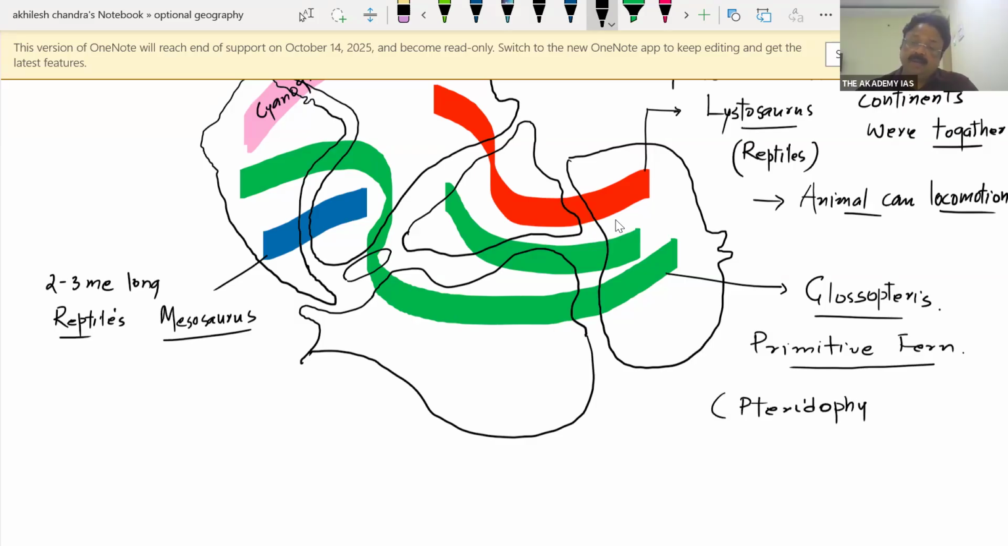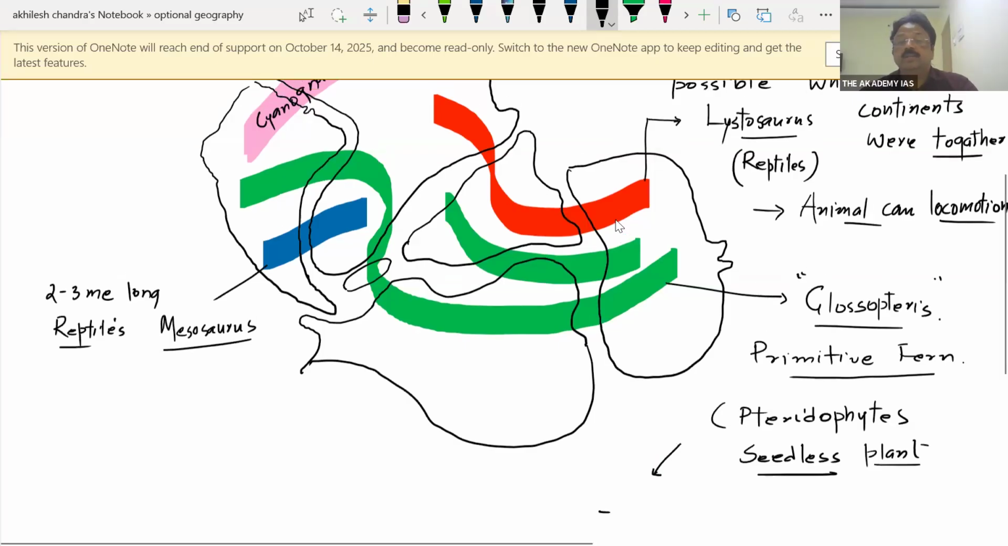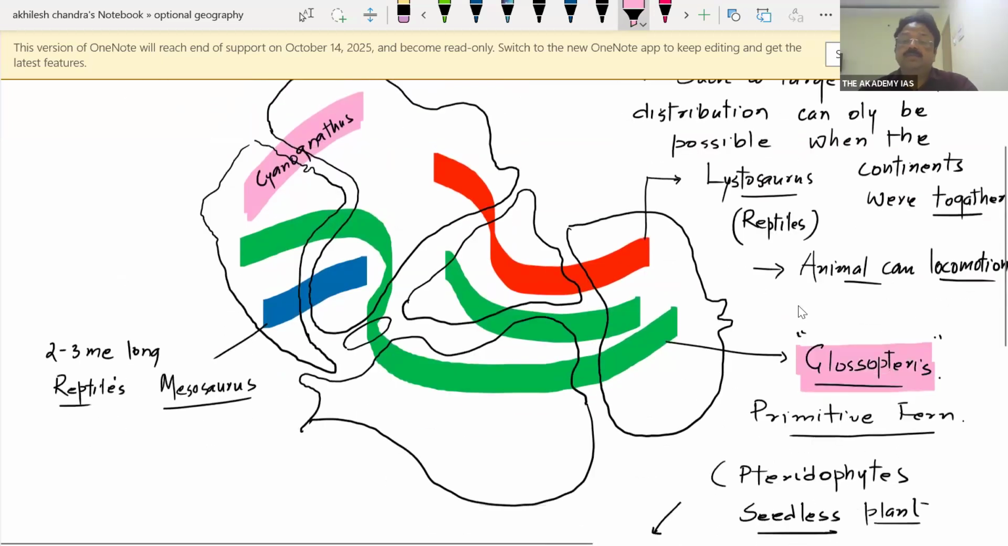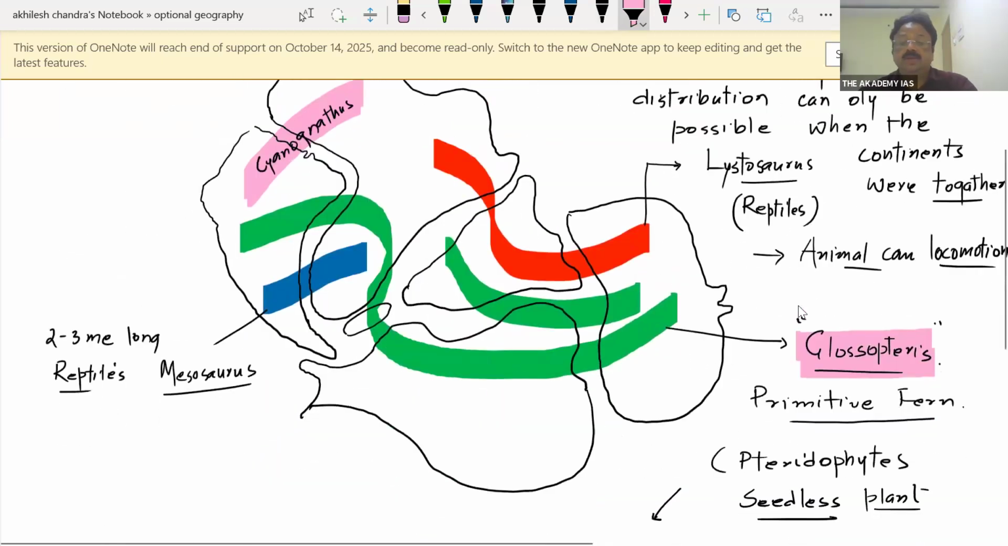Pteridophytes are seedless plants. That means they don't have seeds, even then their distribution was seen over the entire Gondwana. So the recovery of Glossopteris from the entire Gondwana is telling the same story, that continents were together somewhere in geological past. Among the fossils, Glossopteris is going to be the punch that substantiates that somewhere in geological past, these land masses were together.